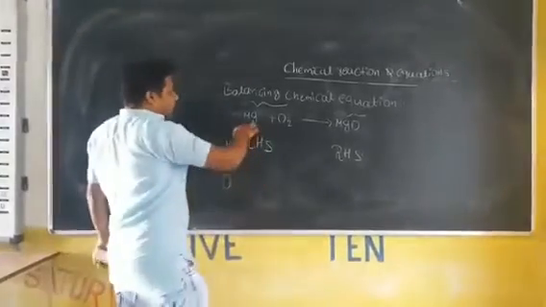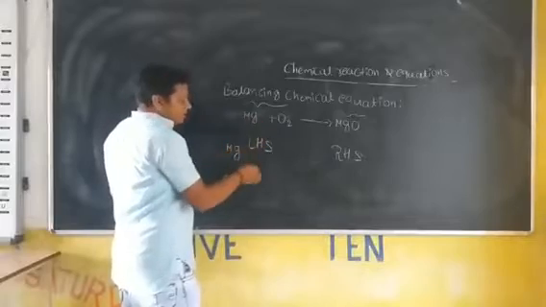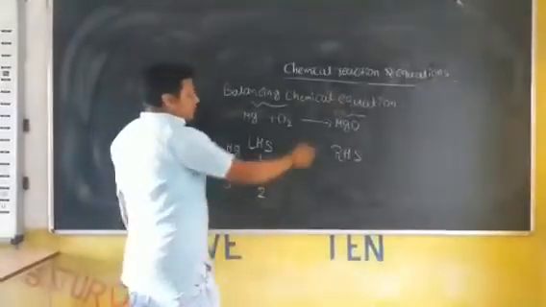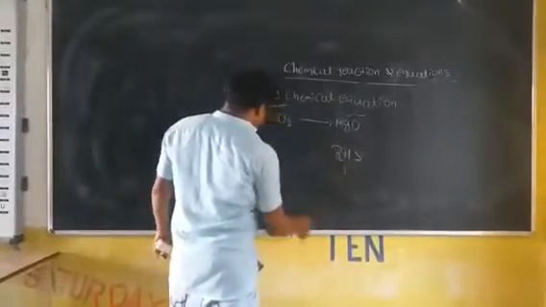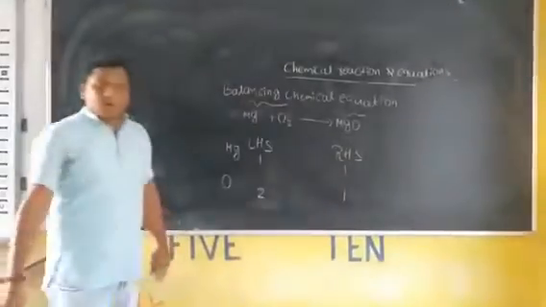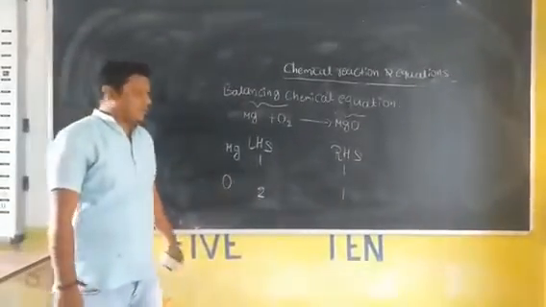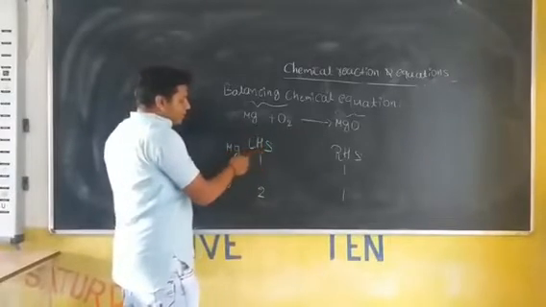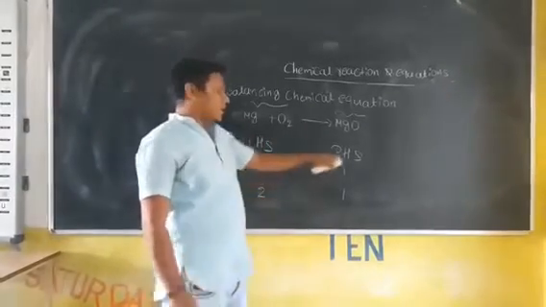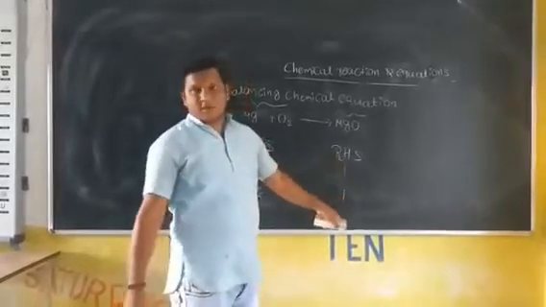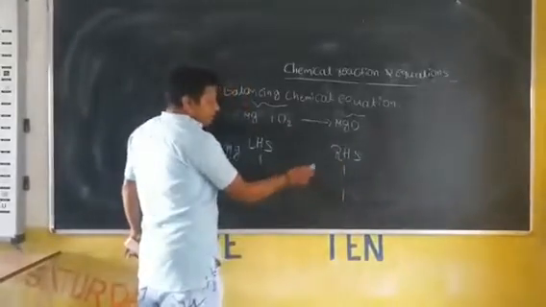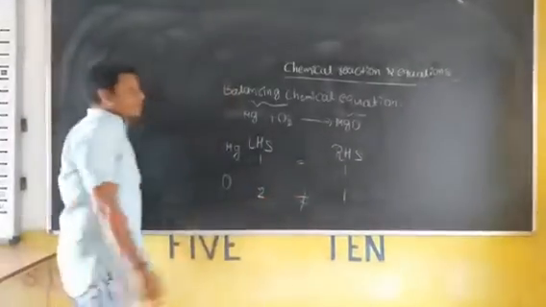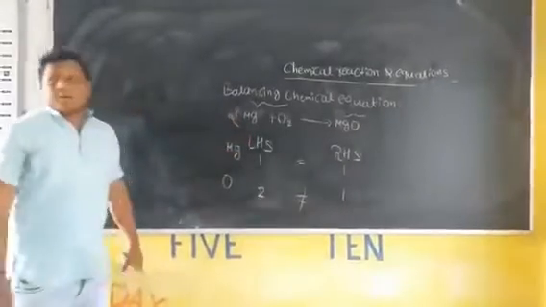Okay. Then the number of Mg on LHS is 1 and the number of oxygen on LHS is 2. The number of Mg on RHS is 1 and the number of oxygen is also 1. Now count the number of elements on the left hand side, that is 1 magnesium and 2 oxygen, but on RHS, that is 1 magnesium and 1 oxygen. Are both equal here? Okay, magnesium is equal, but what about oxygen? It is not equal. Hence the given equation is not balanced.